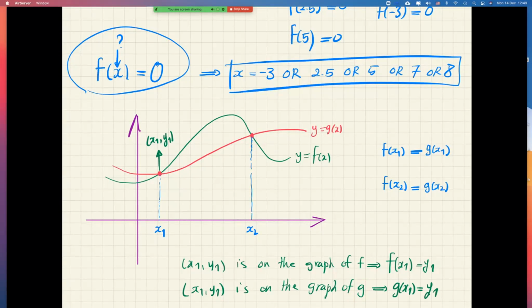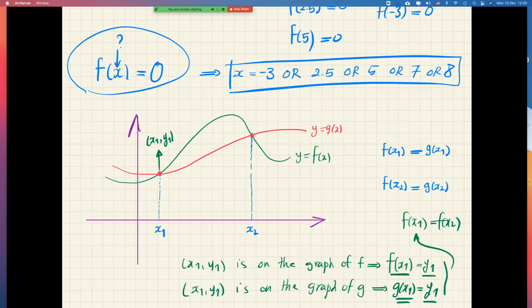But you see that this one is equal to y1. This one is also equal to y1. So then it means that these two have to be the same. So f of x1 is equal to g of x1. Is that understandable?